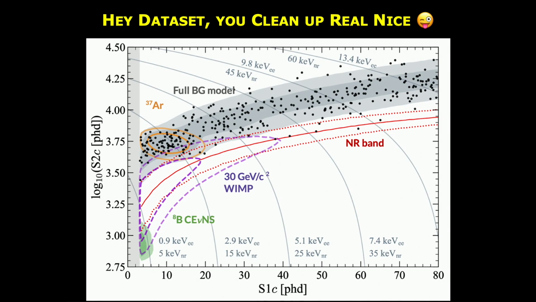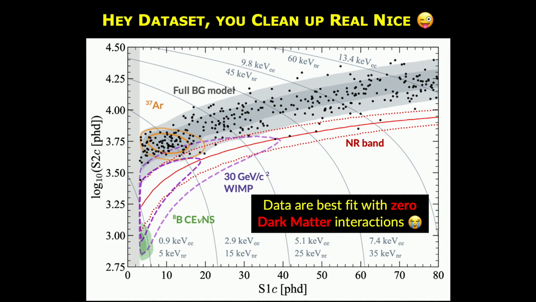So like I said, the data set cleans up real nice. The red band here, where it says NR band, is where the dark matter should show up. And the gray band is when we do all the cleaning and we only have the good background events, the ones that are nominal, let's say. You see that the red band is pretty empty. And in fact, we fitted this, and the best fit was 0 dark matter interactions at every mass.